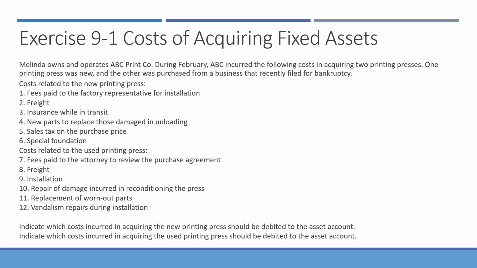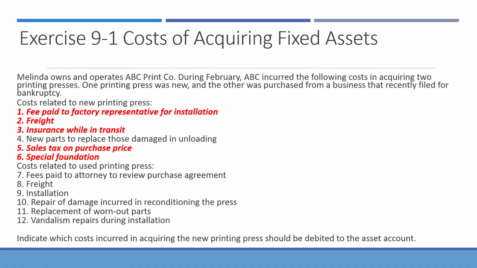And so we have to indicate which costs should be for the new and which costs should be for the used asset. So for the new asset, we're capitalizing the fee paid to the factory representative, right? Because if it's a new asset, it's going to come from the factory representative. That's not related to the used asset. There is no factory rep involved.